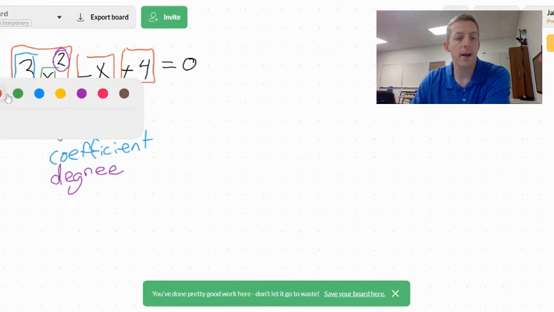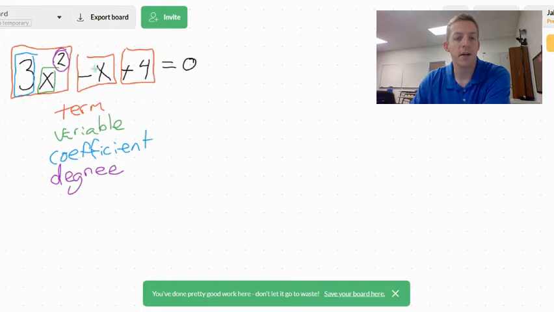Now the x also has a coefficient. It has an assumed 1 in front of it. Just because it doesn't look like a 1 there, if it's just x in our equation, it's assumed that there is a 1 in front. Now, this also has a degree as well, and this degree is assumed as 1.